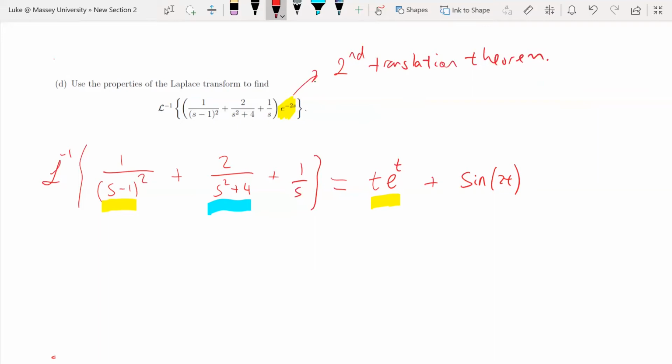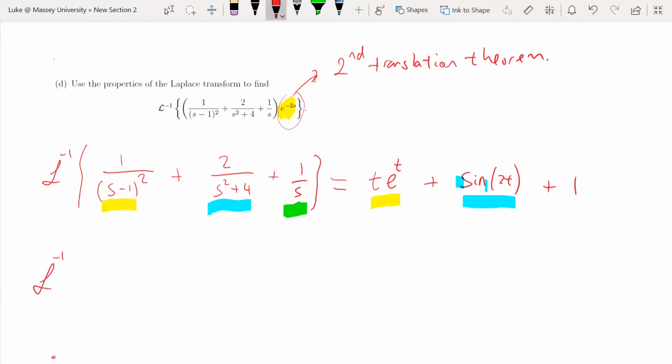And 1 over s, this last term here, well, I may recall that the Laplace transform of a constant is just the constant over s. So this is just plus 1, in fact. So the inverse Laplace transform without the exponential in it is fairly straightforward, and I would expect that you would know that.